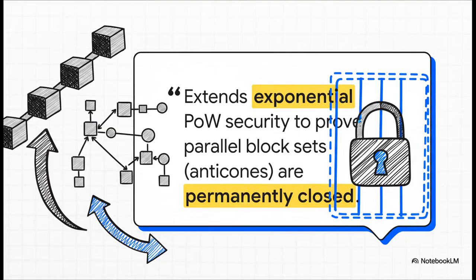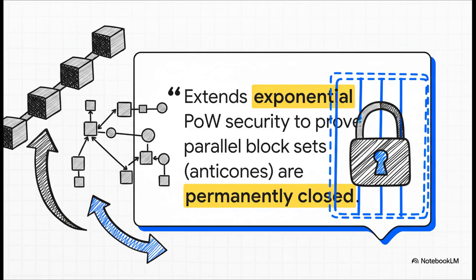So here's the really crucial point. Anticone finalization takes the security we already know and trust from proof of work, the whole idea that rewriting history gets exponentially harder and harder the further back you go, and it applies that same brutal, unforgiving math to this new DAG-specific problem of locking down those parallel blocks. It's not about making an attack literally impossible.